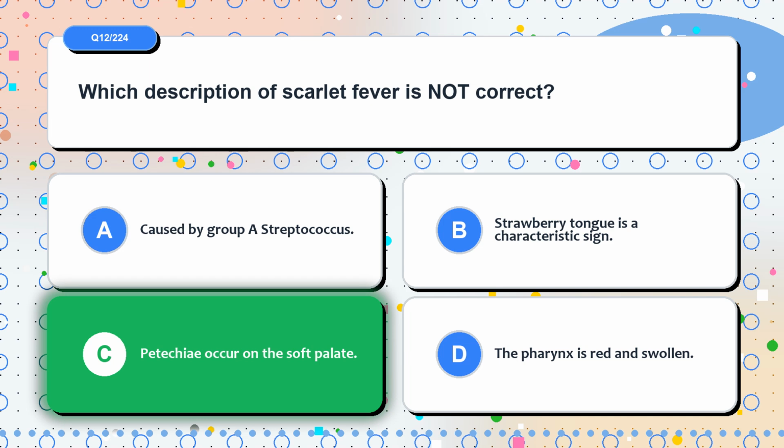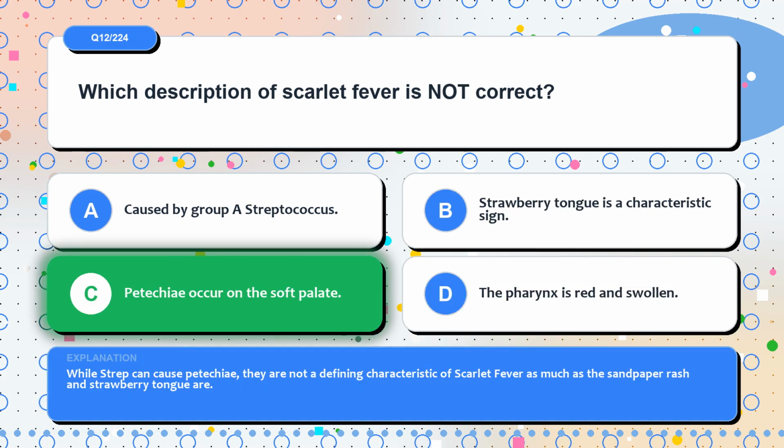The correct answer is option C. Petechia occur on the soft palate. While strep can cause petechia, they are not a defining characteristic of scarlet fever as much as the sandpaper rash and strawberry tongue are.